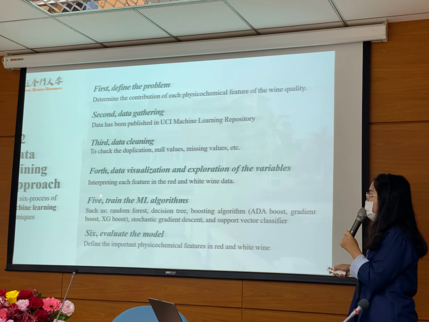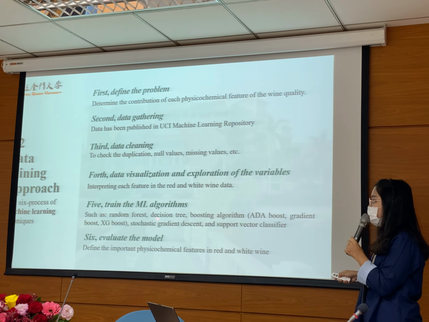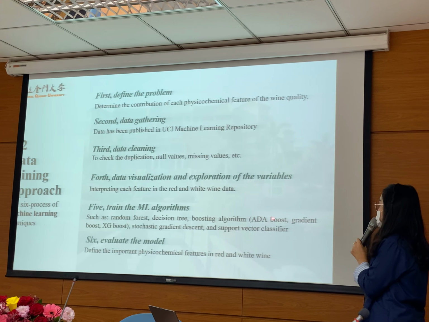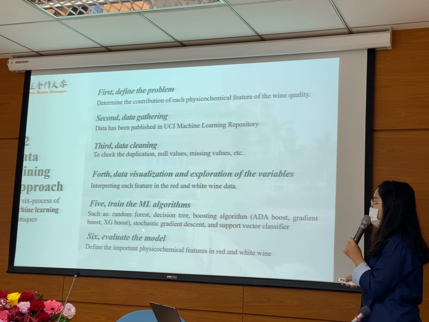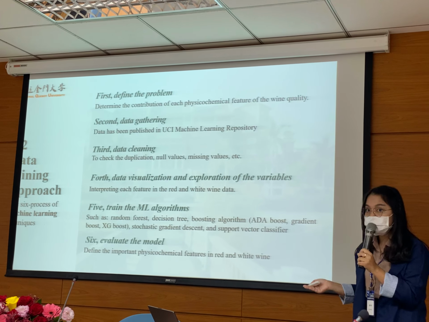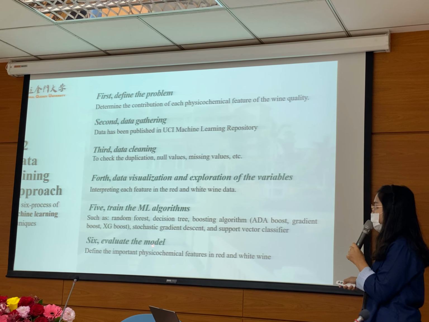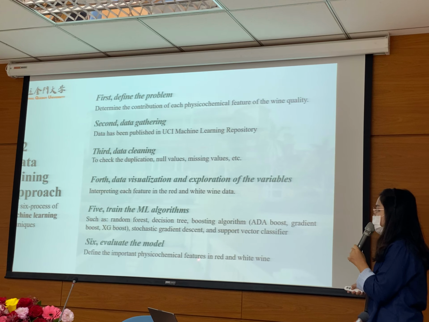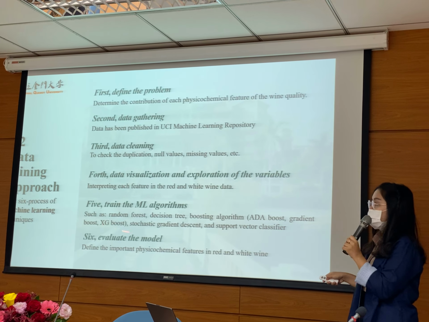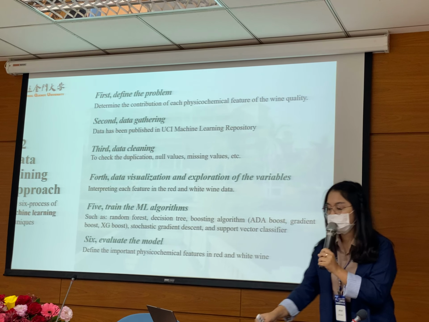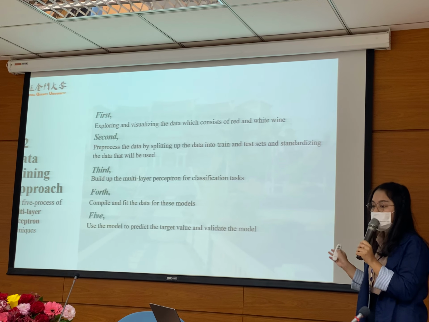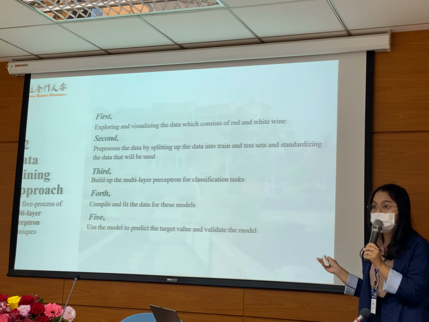The fifth step is training the machine learning algorithms, such as random forest, decision tree, boosting algorithms AdaBoost, gradient boost, XGBoost, stochastic gradient descent, and the support vector classifier. And the last step is to evaluate the model, which defines the important physicochemical features in red and white wine using the machine learning algorithm with the highest accuracy. The next one is the data mining approach of the multi-layer perceptron, using deep learning.